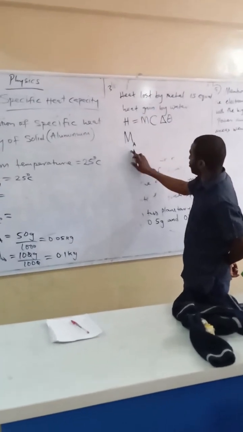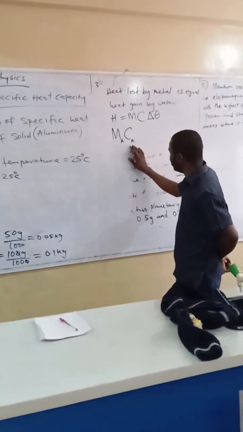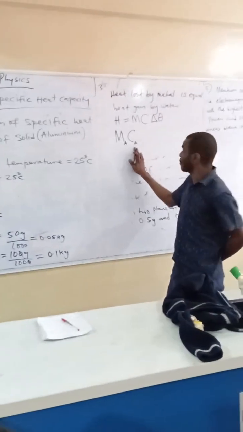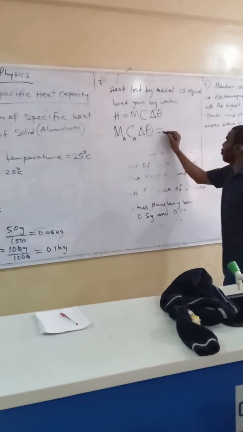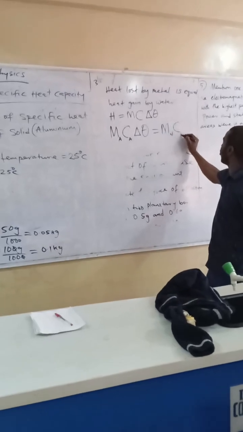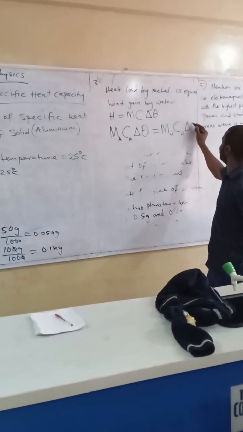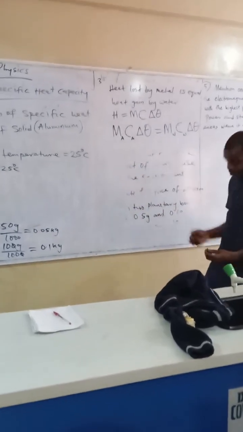So we take note of the formula, we write it in terms of this. Mass of aluminium, which is the metal, specific heat capacity of aluminium, which is what we are looking for, and change in temperature is equal to mass of water, specific heat capacity of water, and change in temperature. Is it clear? Okay?